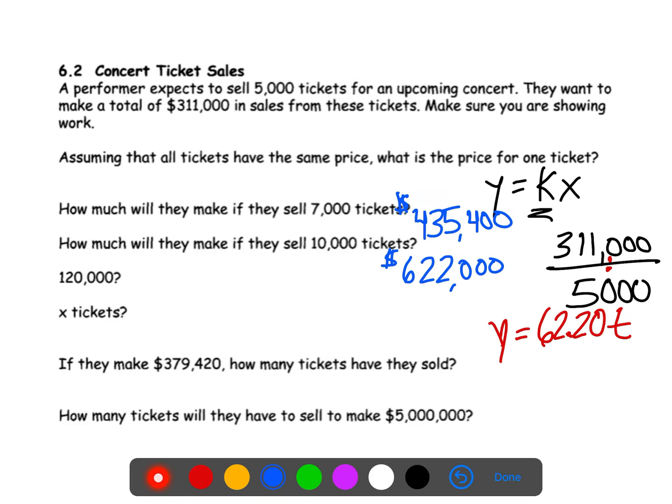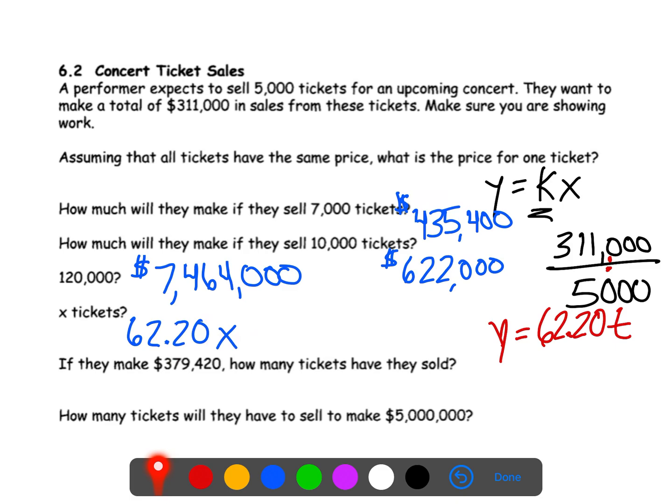If I do the same for 120,000 tickets, they will earn $7,464,000. And then, of course, for X tickets, putting in a variable for a variable, I just rewrite this expression. So I would write 6220 times X. And remember, I don't need a multiplication sign. I'm just going to put them side by side to show multiplication.